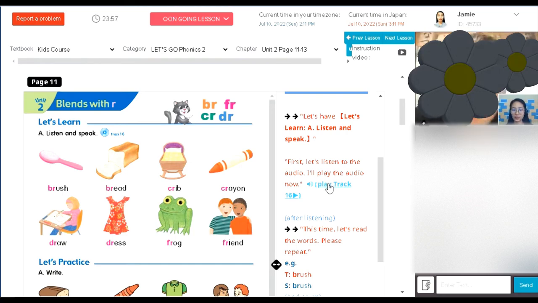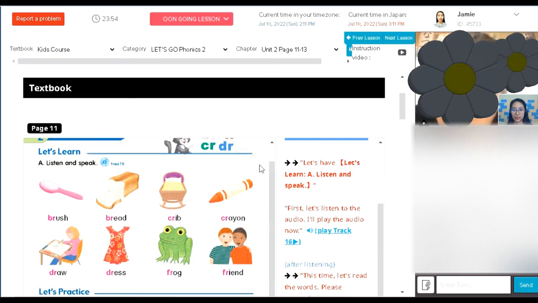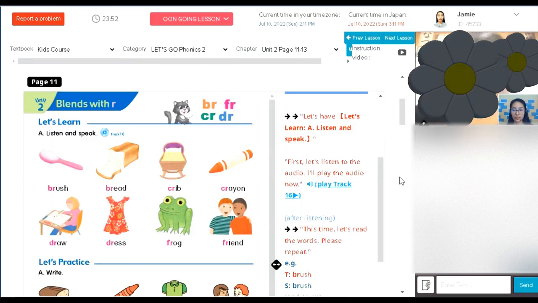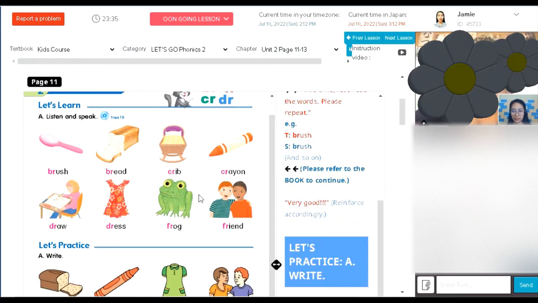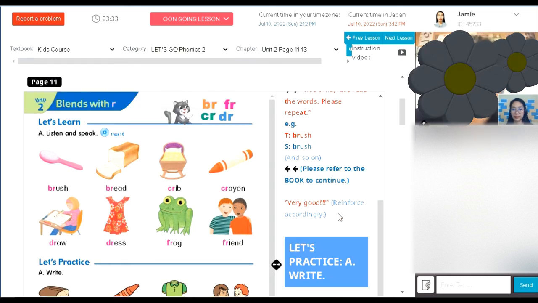Track 16, Unit 2, Blends with R. Let's learn. A. Listen and speak. Brush. Bread. Crib. Crayon. Draw. Dress. Frog. Friend.